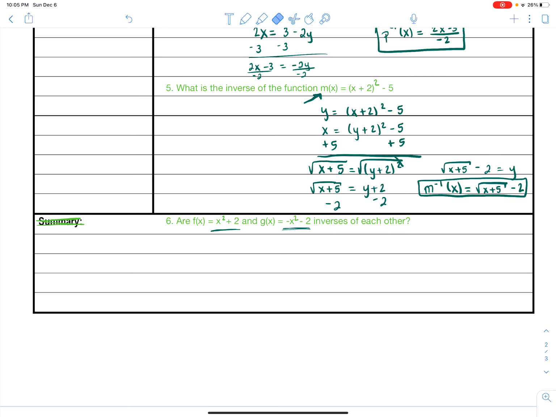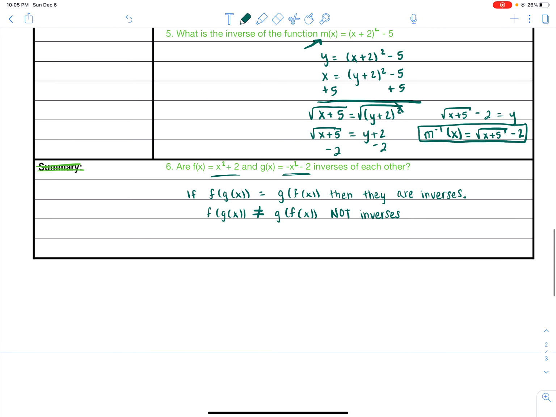If f of g of x is equal to g of f of x, then they are inverses. But if that is not equal, then they are not inverses. So if f of g of x is not the same answer as g of f of x, then they are not inverses. So think back to last week when we did composite functions, and let's see what we get.